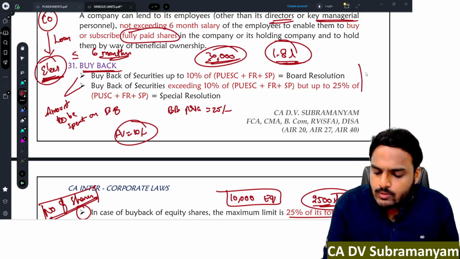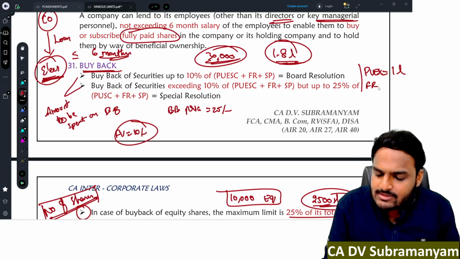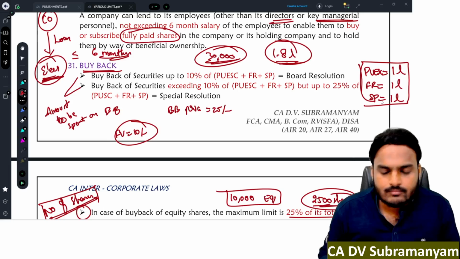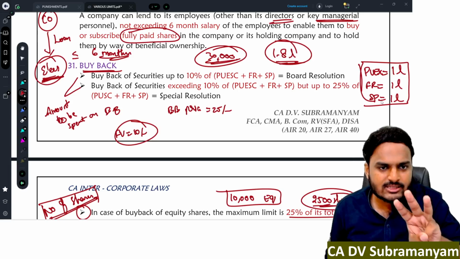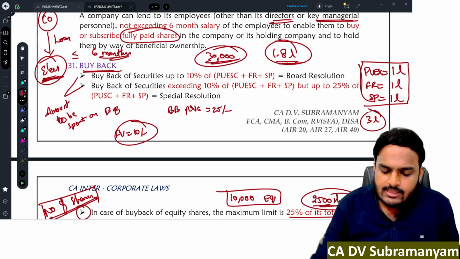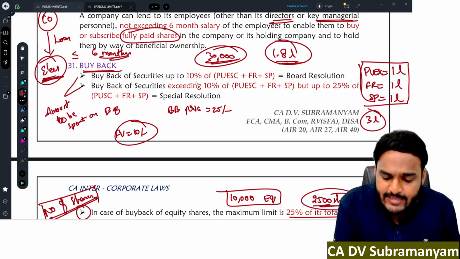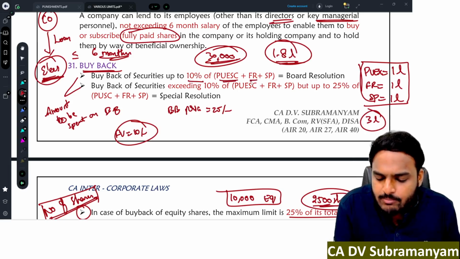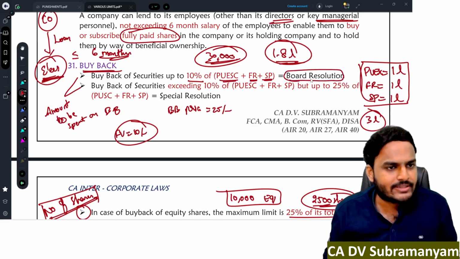And let me tell you, paid up equity share capital of the company is 1 lakh, 10,000 shares of 10 rupees each, 1 lakh only. Free reserves 1 lakh, securities premium 1 lakh. So total 3 lakhs. Now in this case, if the company decides to spend on the buyback 10% of paid up equity share capital plus free reserves plus securities premium, in that case, board approval is sufficient.